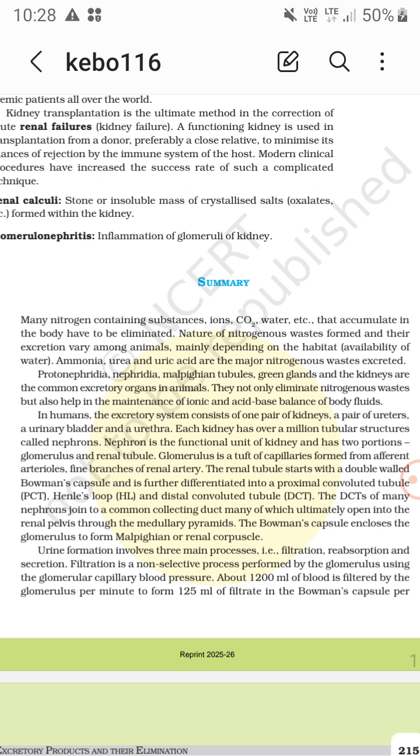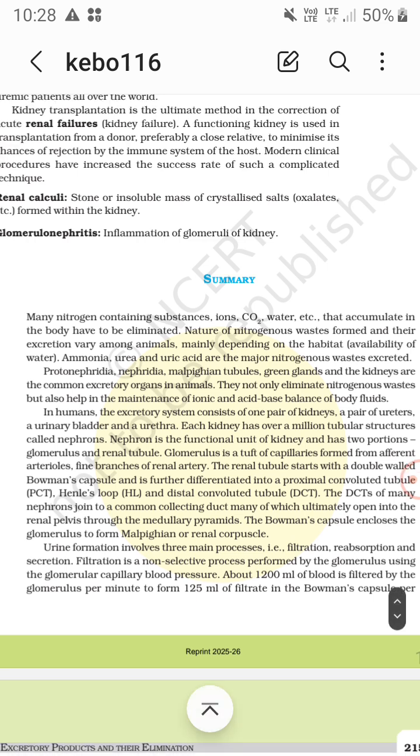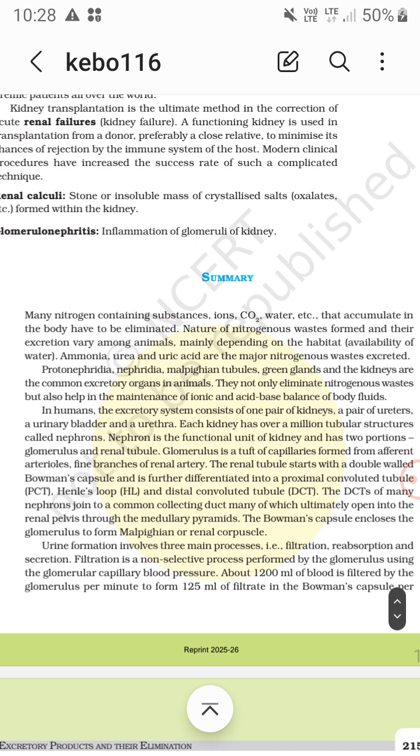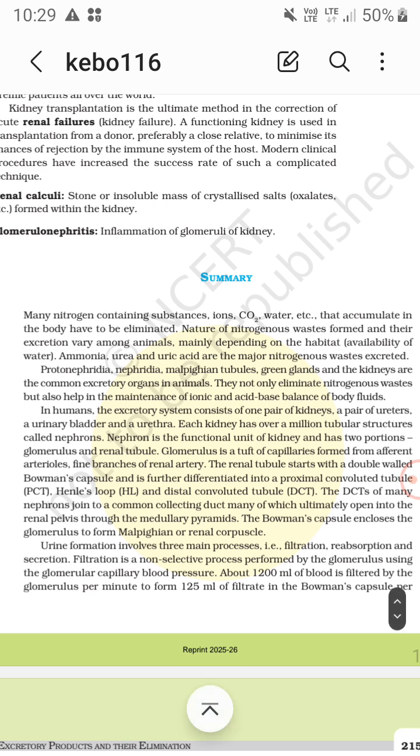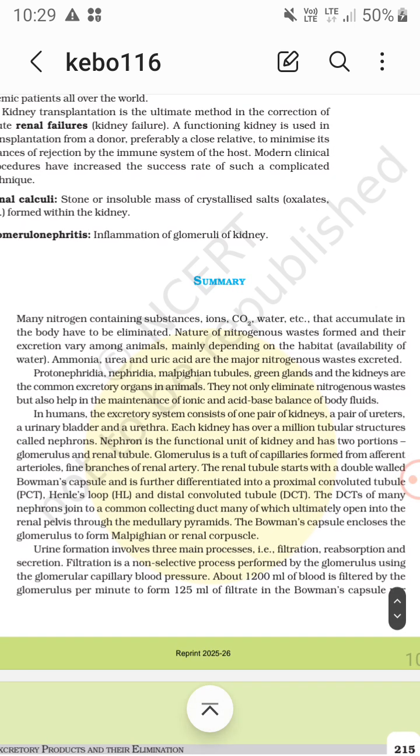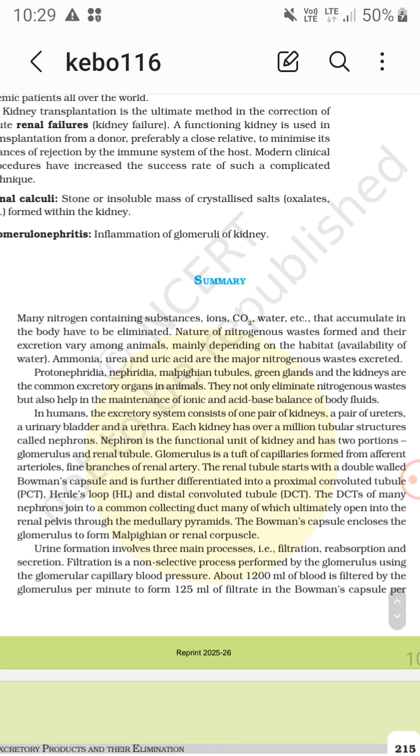So each kidney has over a million tubular structures called nephrons. Now, the nephron is the functional unit of the kidney and has two portions, the glomerulus and the renal tubule. So the glomerulus is a tuft of capillaries formed from afferent arterioles, fine branches of the renal artery.